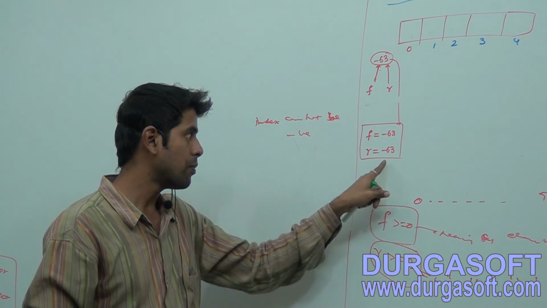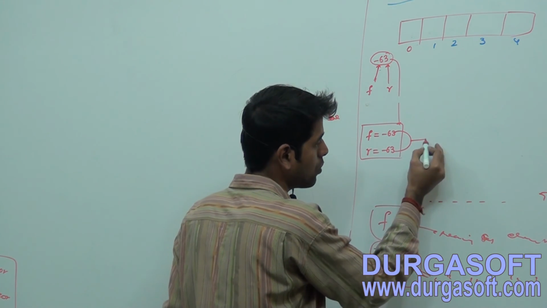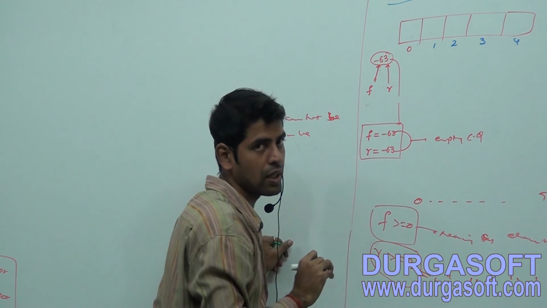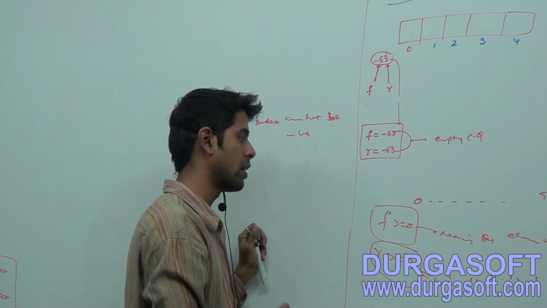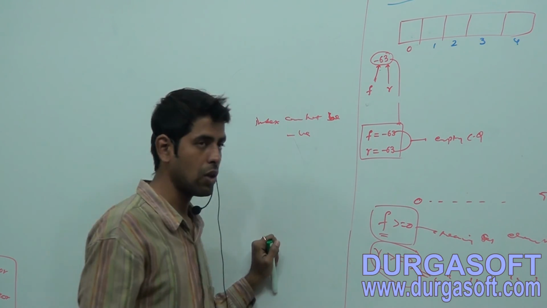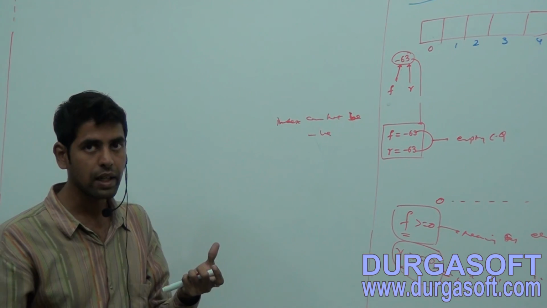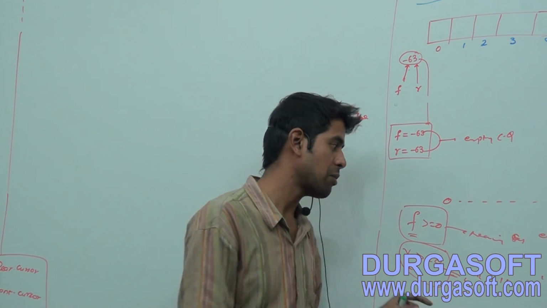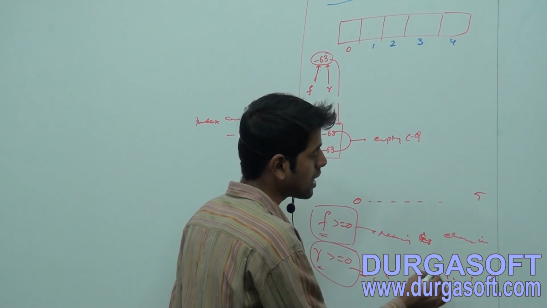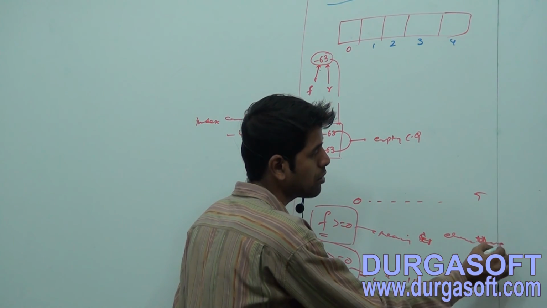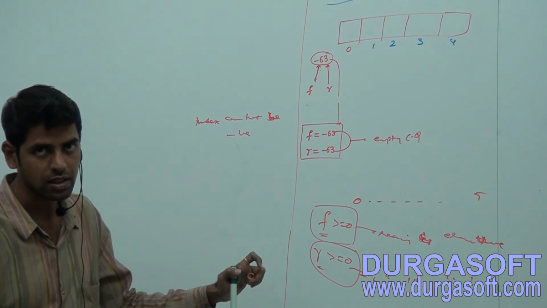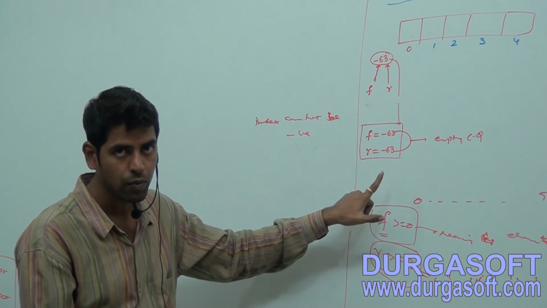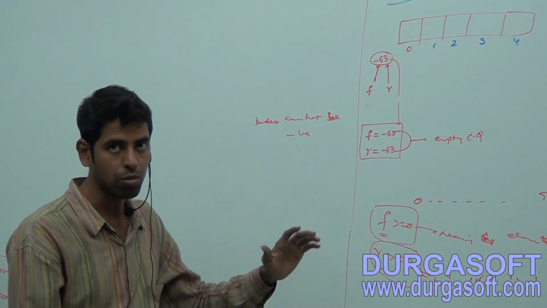If both have negative values, it gives us the sense of an empty circular Q. And if front and rear values are greater than or equal to 0, it gives the sense that elements exist. This is why I made front and rear hold negative values. I hope you understand this, okay.